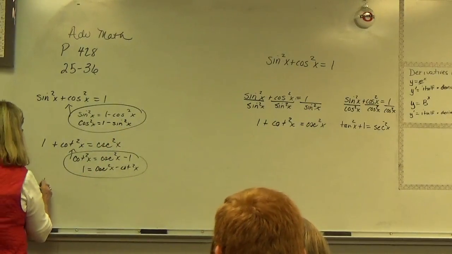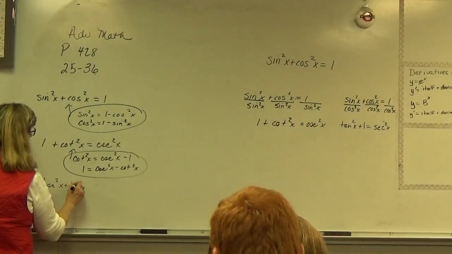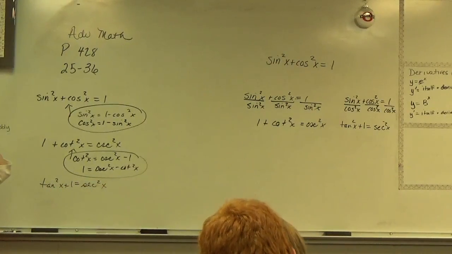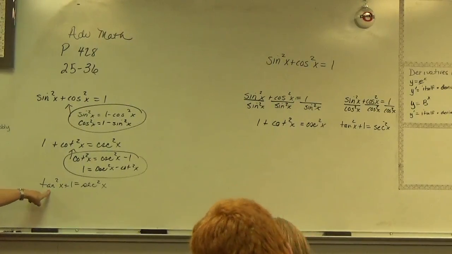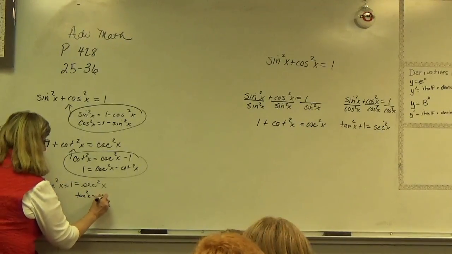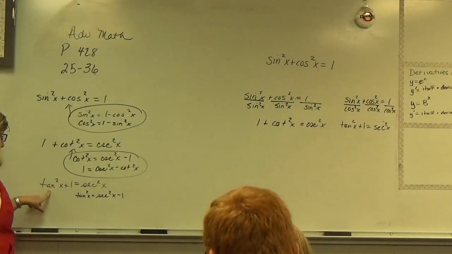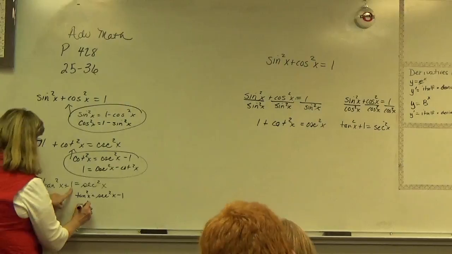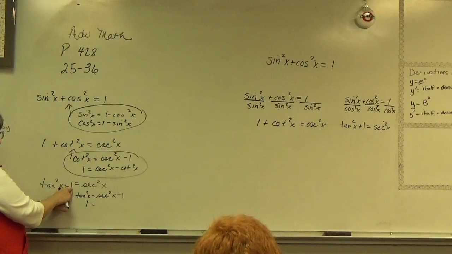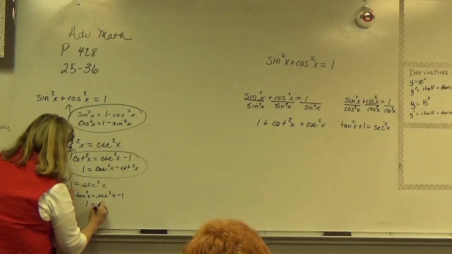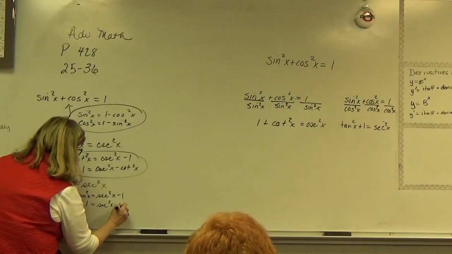Now my last one. Tangent squared plus 1 equals secant squared. What's another way I could write it? Could solve for tangent squared. What would I do to get tangent squared by itself? Subtract 1. So that would be secant squared minus 1. Or I could solve for 1. What do I do to get 1 by itself? Subtract tangent squared from both sides, right? So it'd be 1 equals secant squared minus tangent squared.